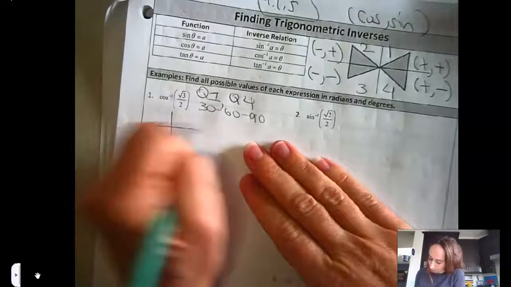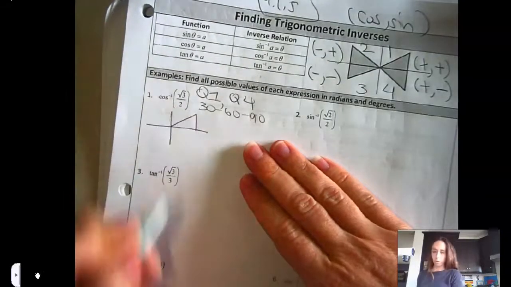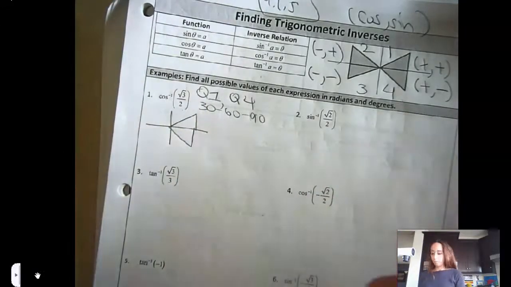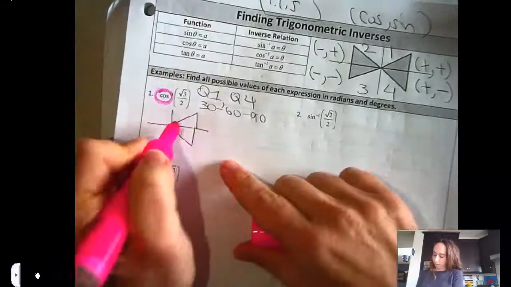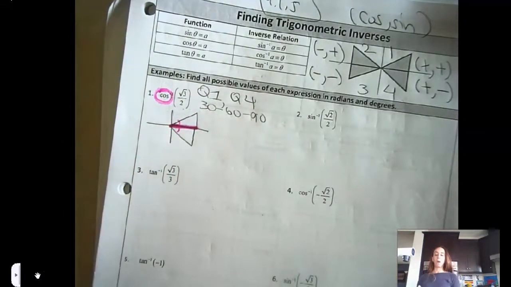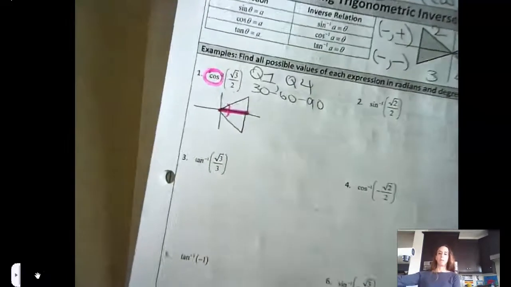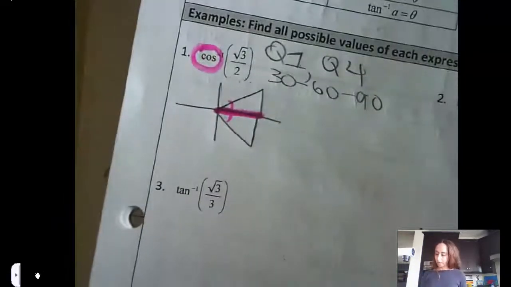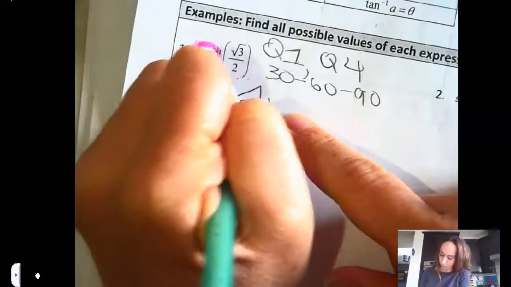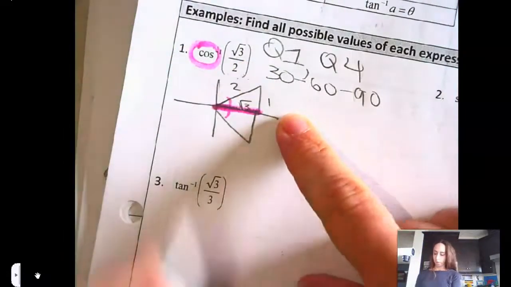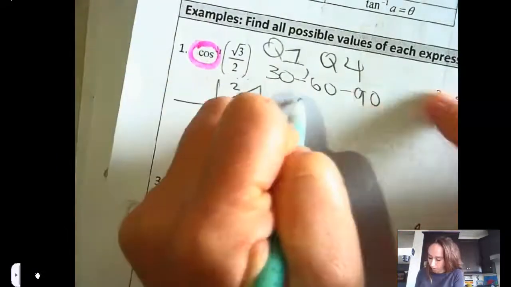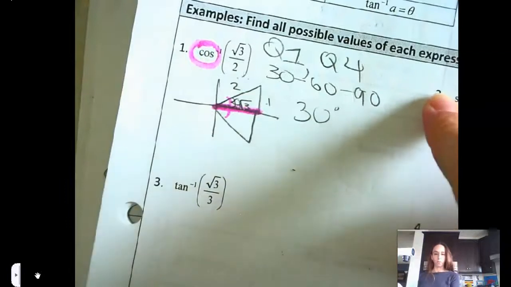So if I was to graph this and I have a triangle in quadrant 1 and a triangle in quadrant 4, I know when I'm dealing with cosine and I'm looking at my thetas, it's this right here. That value right there represents my adjacent. So that means that this is my rad 3. That means this is my 1 and that's my 2. So, who's across from the 1? Oh, 30 degrees. That's my answer for quadrant 1.